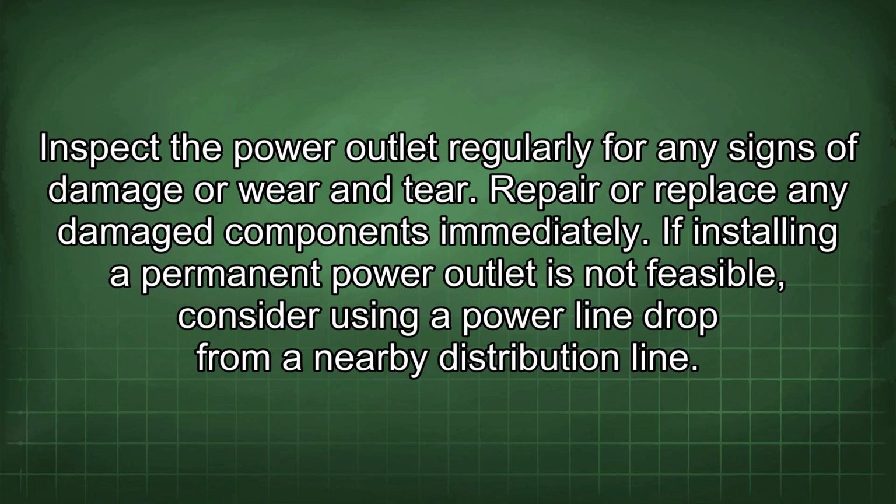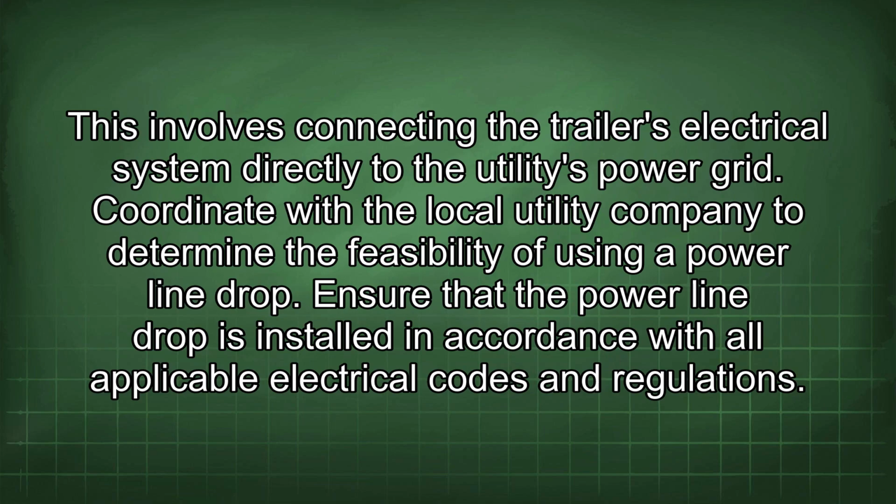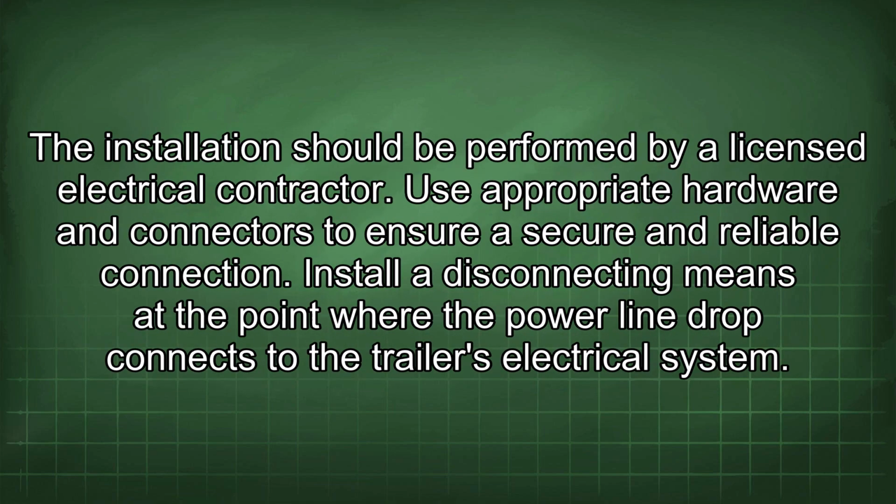If installing a permanent power outlet is not feasible, consider using a power line drop from a nearby distribution line. This involves connecting the trailer's electrical system directly to the utility's power grid. Coordinate with the local utility company to determine the feasibility of using a power line drop. Ensure that the power line drop is installed in accordance with all applicable electrical codes and regulations. The installation should be performed by a licensed electrical contractor.